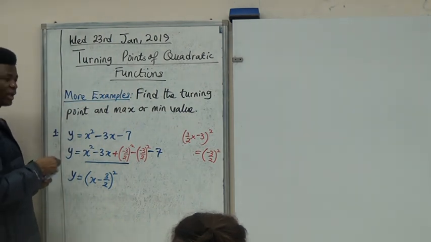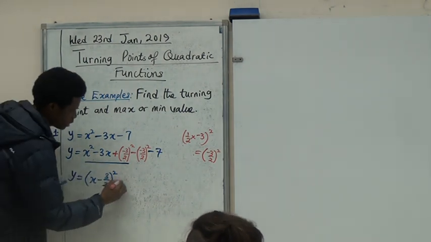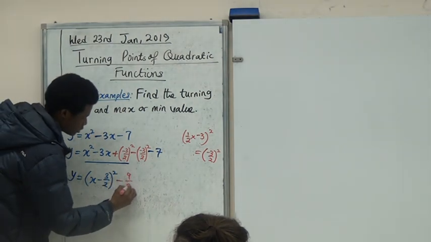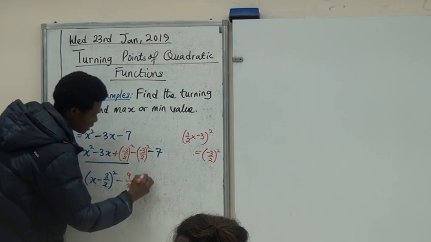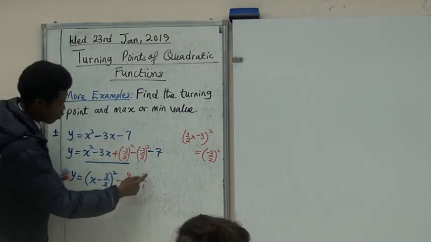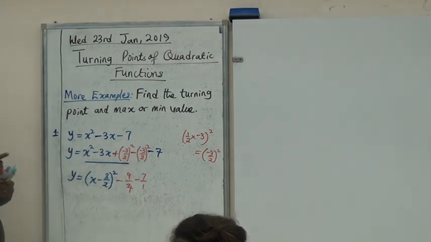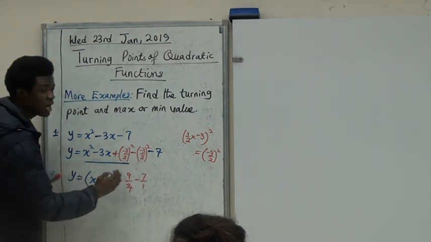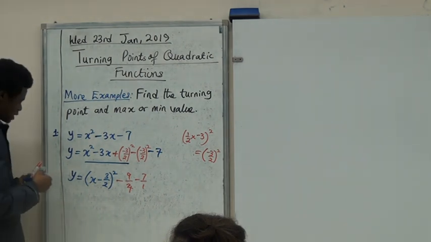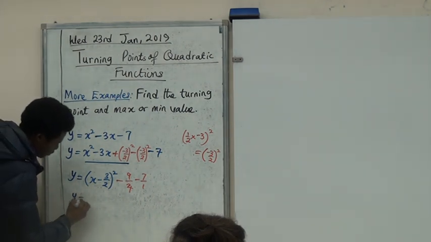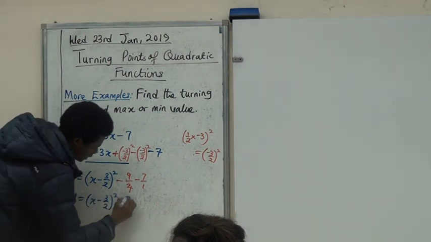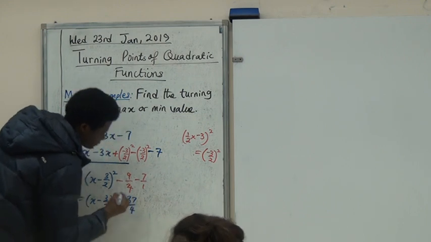We evaluate the next term with the LCM. I'm going to ask you to leave if you do not pay attention. What do we get? Minus 9 over 4, minus 7 over 1, which becomes 28 over 4. So what is minus 9 over 4 minus 28 over 4? Minus 37 over 4. So that will be y equals x minus 3 over 2, all squared, minus 37 over 4.